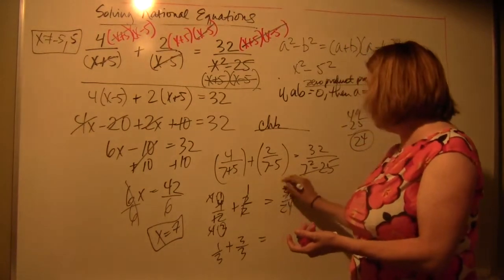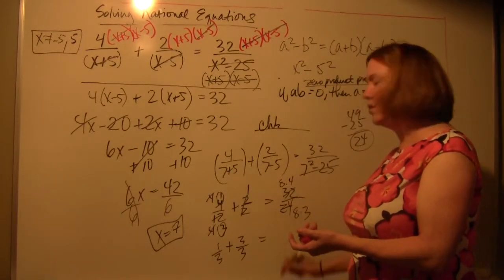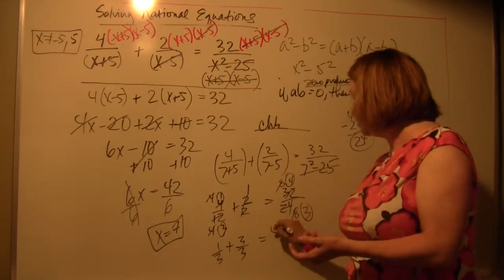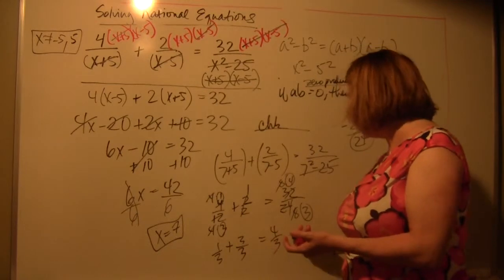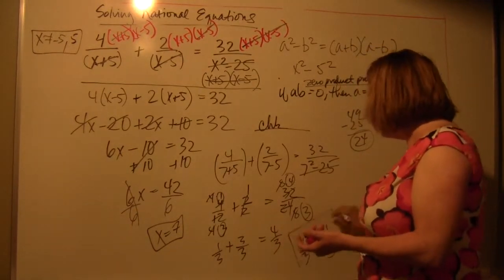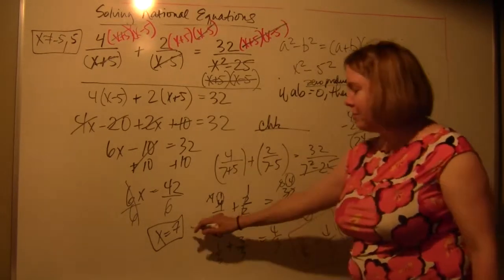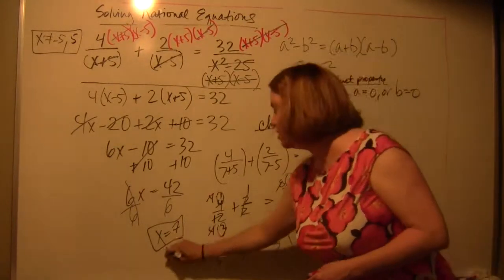Equals 32 is 8 times 4, 24 is 8 times 3. The 8's cancel, and you're left with 4/3. And look, this equals 4/3. So you get 4/3 equals 4/3. So you got a true statement. That means x equals 7 is the solution to that equation. So that is your answer.